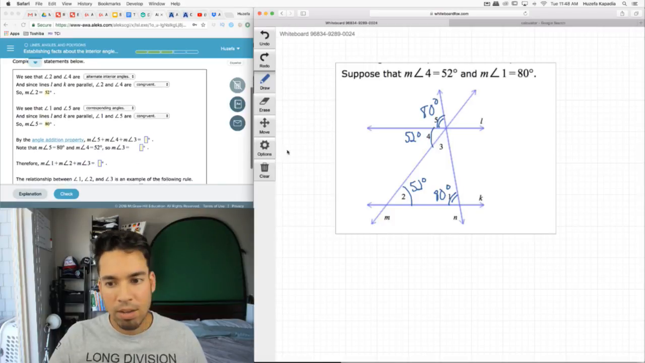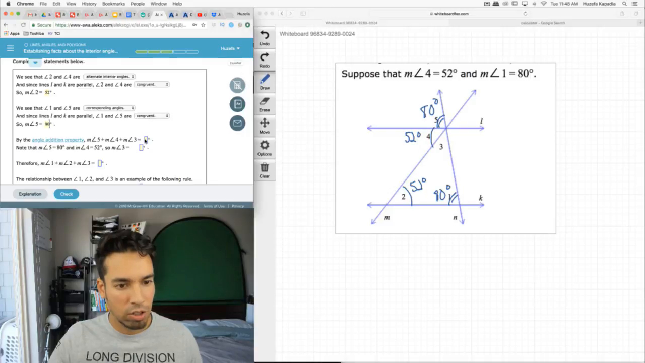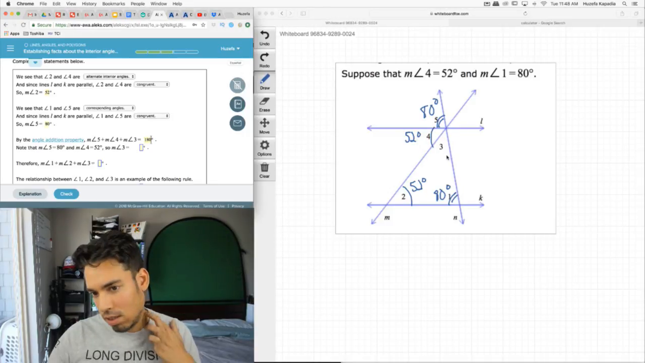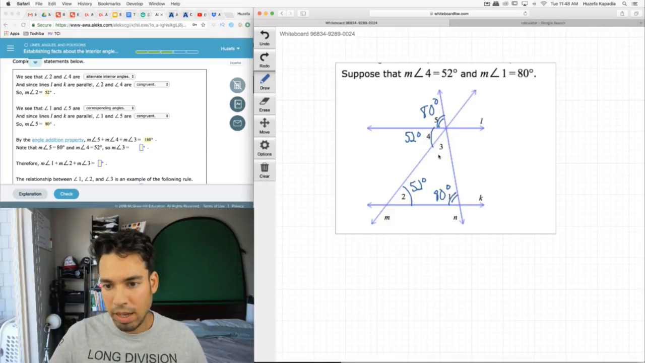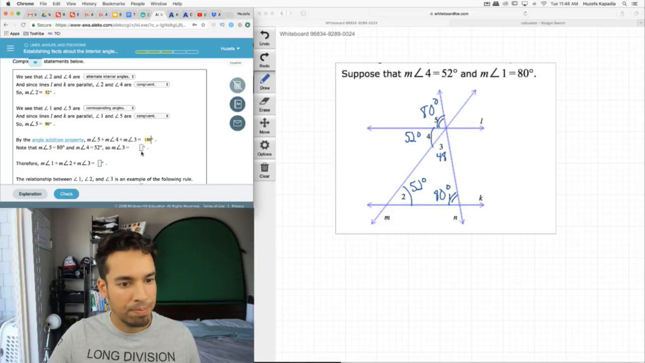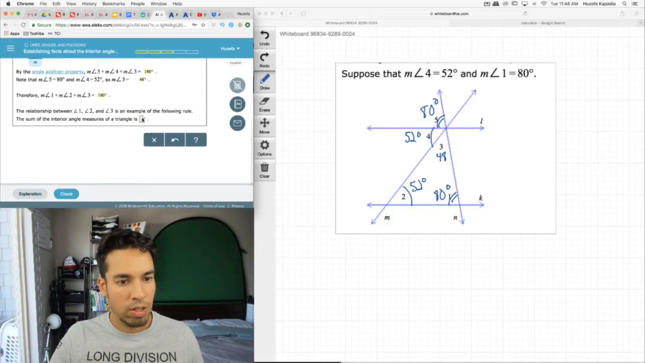By angle addition, 5 plus 4 plus 3 equals 180, because they're all in a straight line. That means this one is actually 48 degrees: 48 plus 52 is 100, plus 80 is 180. And therefore 1 plus 2 plus 3 is 180, which we know. The angles of a triangle add up to 180.